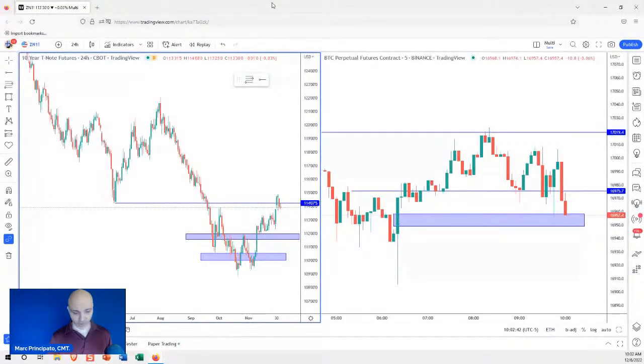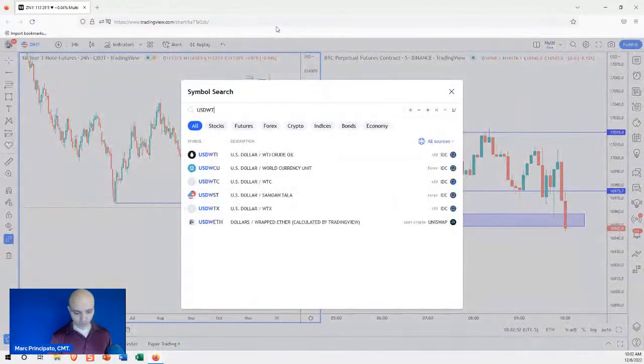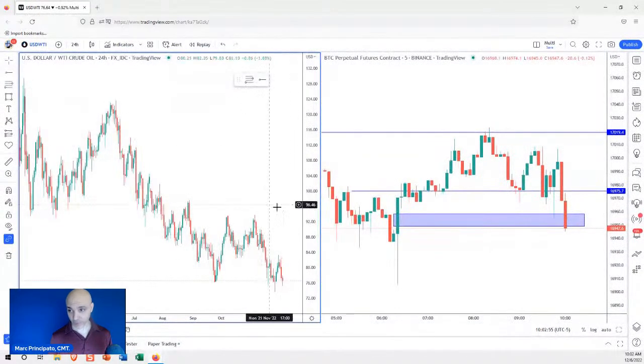All right, let's move along here. So on the bigger picture, while we're waiting for that, nothing to do there. While we're waiting for that, let's talk about, all right, so we covered the bonds. I want to go right into my trade ideas, right? So let's go to oil. Look at this mess.